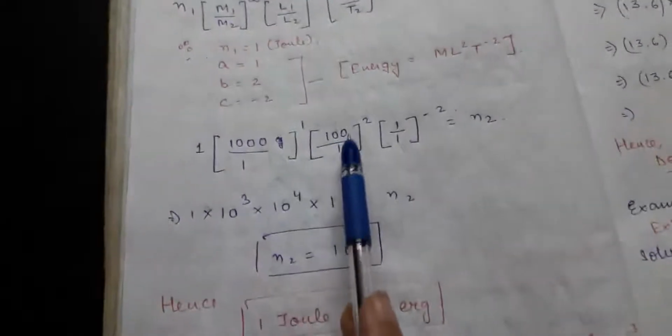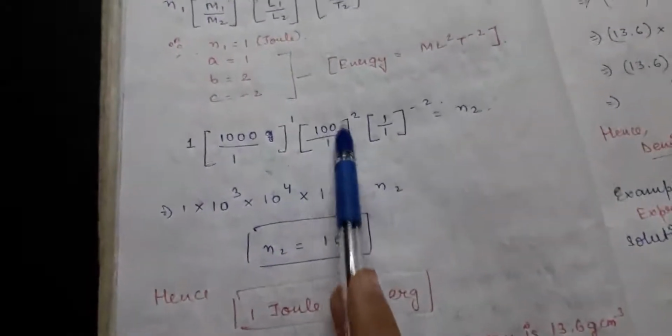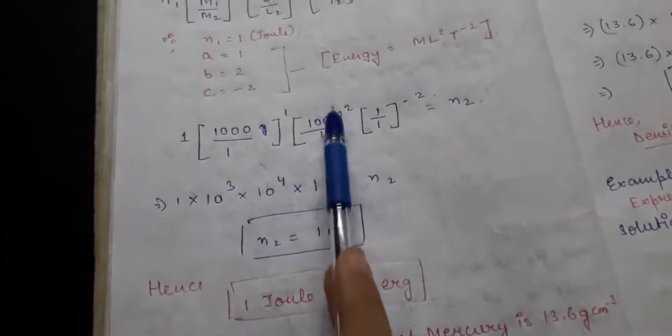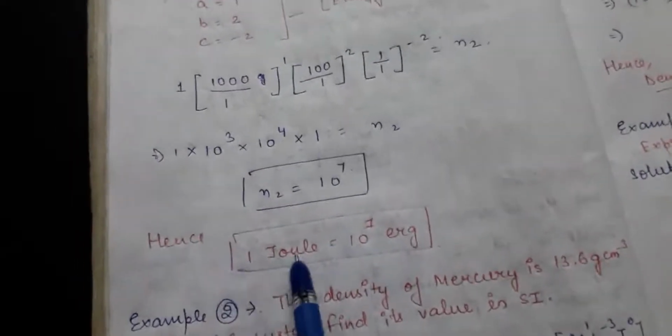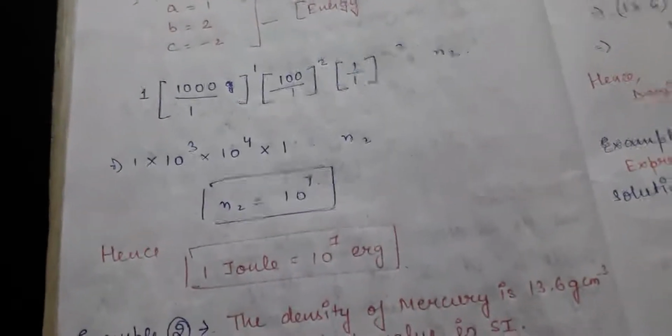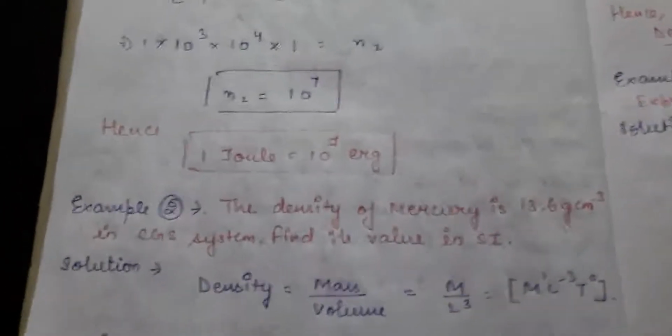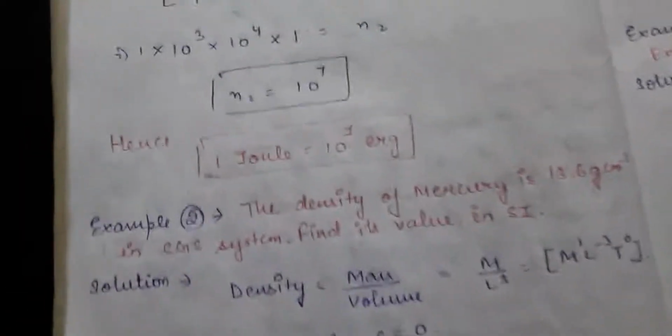Let us focus here. 10 to the power 3, since the power is 1, I can directly write 10 to the power 3. 100 to the power 2 means in place of 100 I can write 10 to the power 2, and 2 into 2 plus 2 is equal to 4, multiplied by 1. So N2 is equal to 10 to the power 7. Means what? 1 joule in SI is equal to 10 to the power 7 erg. This is the way to convert one system into another system. Let us see the next question, which will make your queries more clear.